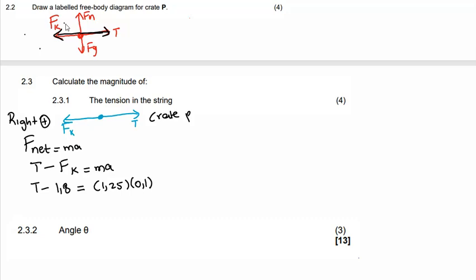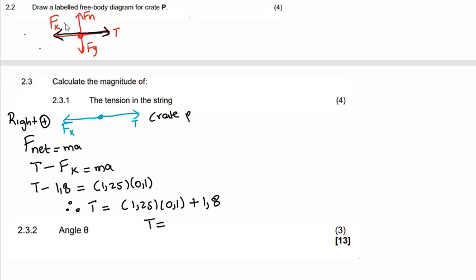The only thing left is for you to find tension. This was easy marks, né? So the tensional force will be equal to, on the right hand side, we have 1.25 multiplied by 0.1. Then we need to move the 1.8 to this side to be positive 1.8. So the answer that you get should be your tensional force.